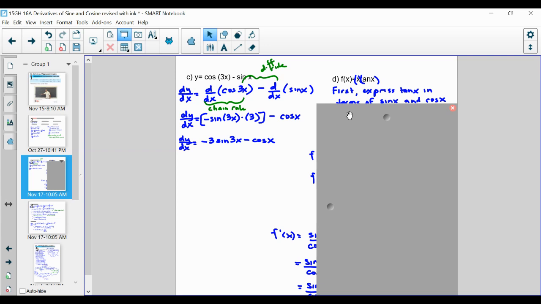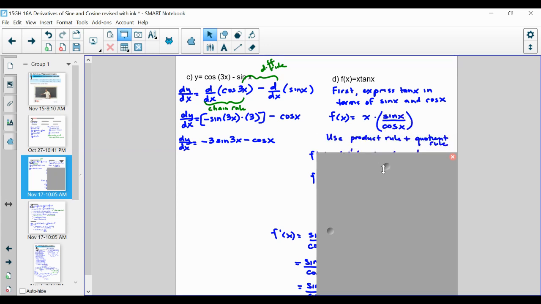Now, this example here, it's a little hard to see. That's f of x equals x times tan x. Now, x times tan x would be using the product rule. We have one function times another function. Also, we don't have a rule for the derivative of tan x yet. We will soon, but if we don't have the rule, we're going to use our definition of tan x as sine x over cosine x.